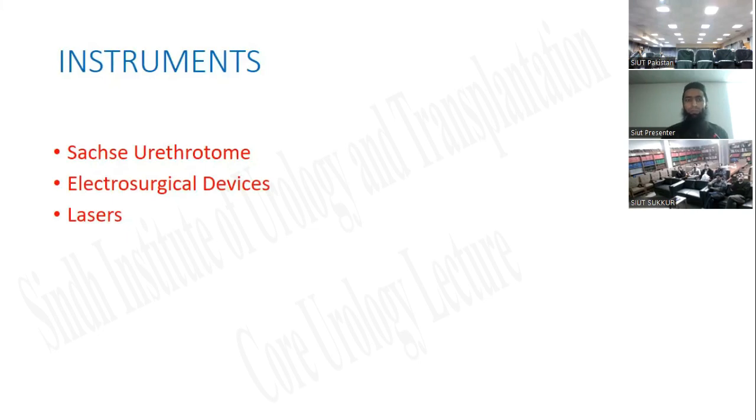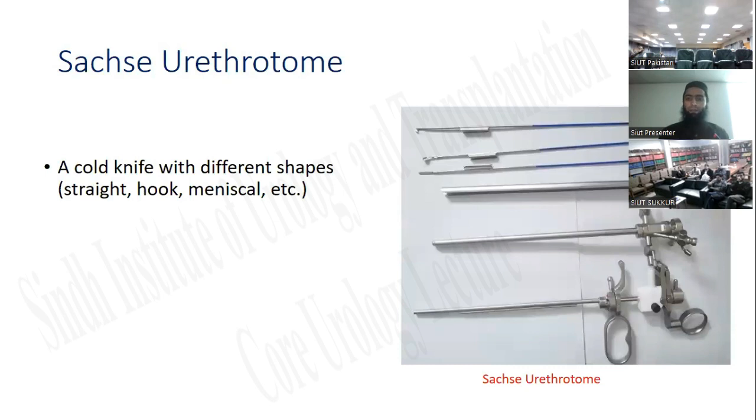The instruments we use are Sachse urethrotome, electrosurgical devices, and the lasers. These are the different kinds of Sachse urethrotome: hook knife, straight knife, or half moon shape. And this is the introducer of the knife.